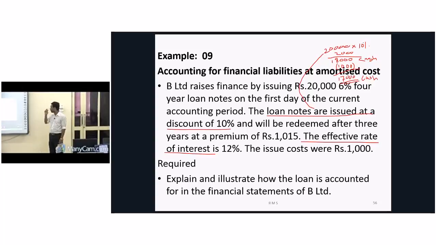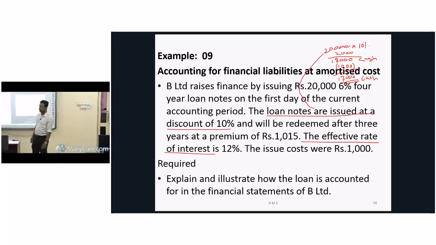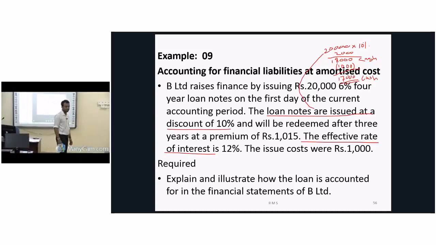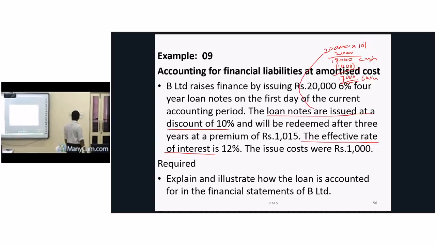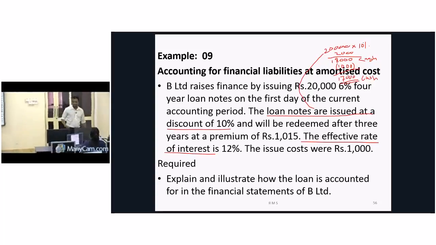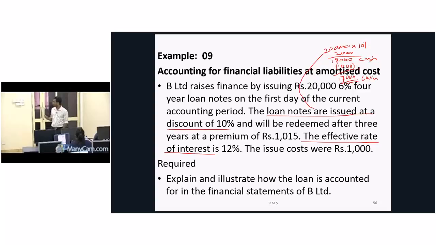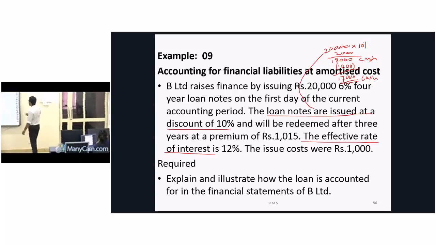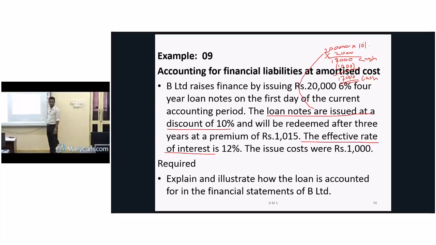Then tell me, what are the expenses relating to this loan note issue? One thing is discount. The value of the loan note is 20,000, but you are going to charge only how much from the customer? 20,000 minus 10% means 2,000 less. Then that 2,000 is an expense. This is one expense you have. Then the second expense, there is an issue cost of 1,000, another expense.